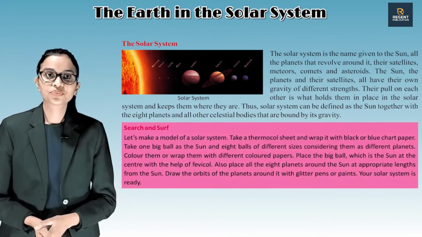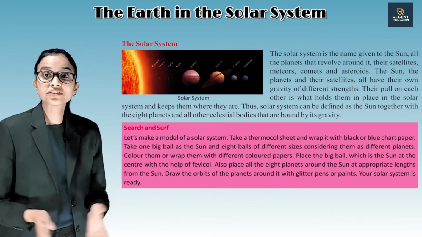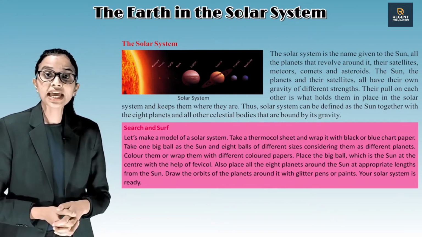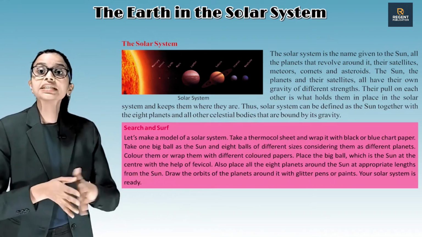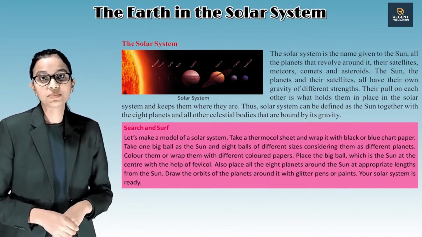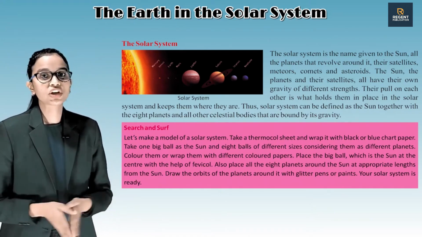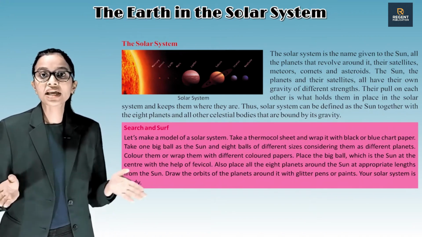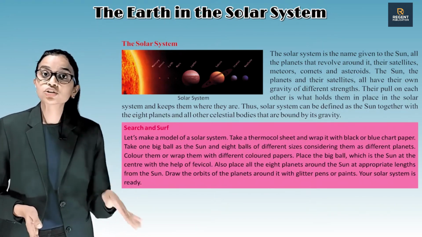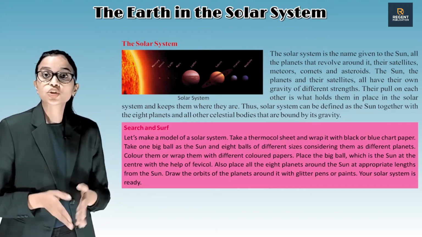Search and surf. Let's make a model of a solar system. Take a thermocol sheet and wrap it with black or blue chart paper. Take one big ball as the sun and 8 balls of different sizes, considering them as different planets. Color them or wrap them with different colored papers. Place the big ball, which is the sun, at the center with the help of Fevicol. Also place all the 8 planets around the sun at appropriate distances from the sun. Draw the orbits of the planets around it with glitter pens or pens. Your solar system is ready.